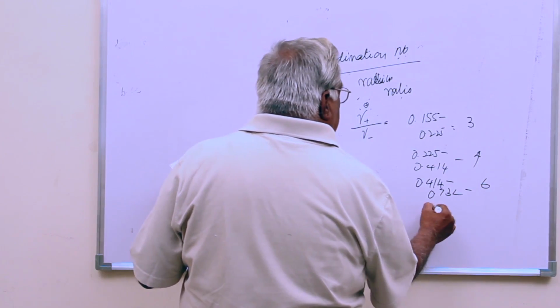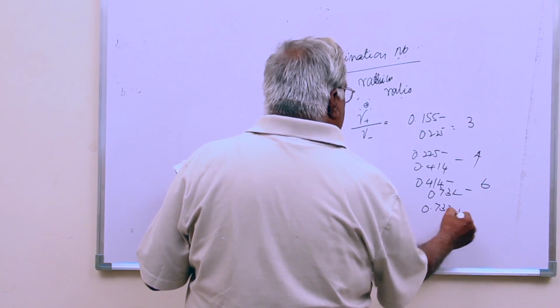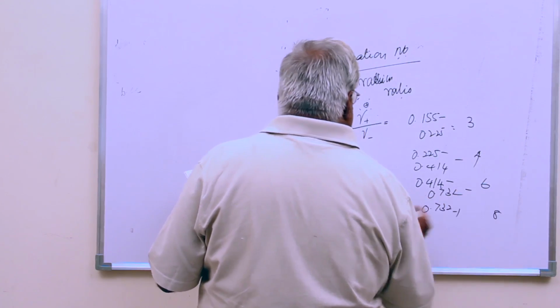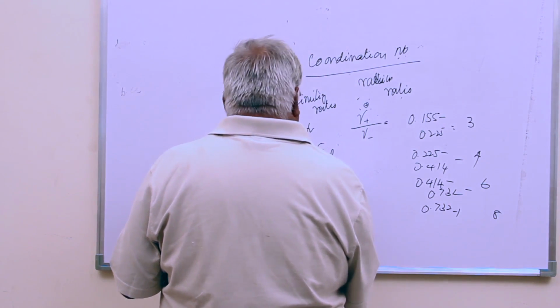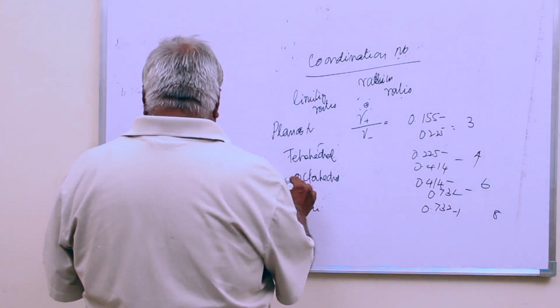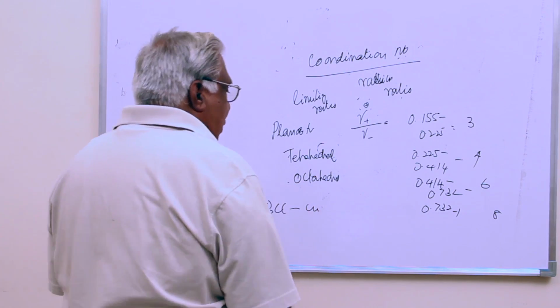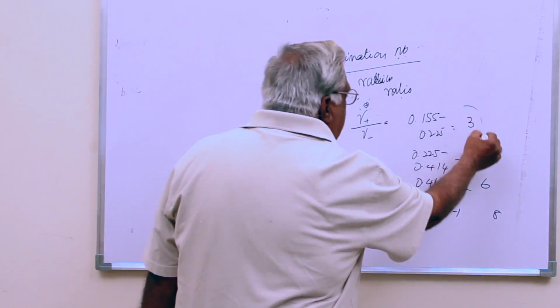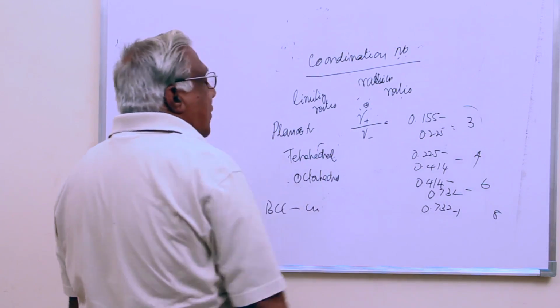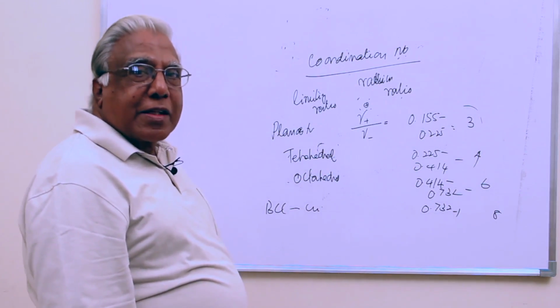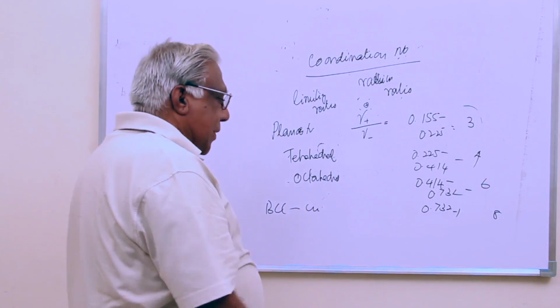Above this, 0.732 to 1, the coordination number is 8 and we call this cubic. Among them, octahedral means this is simply BCC, body centered cubic. So depending upon the coordination number, we can predict the geometry or the crystal nature of the unit cell. Alright.